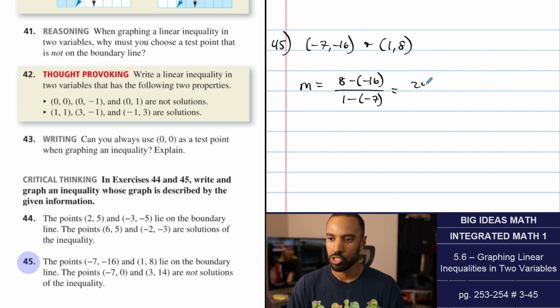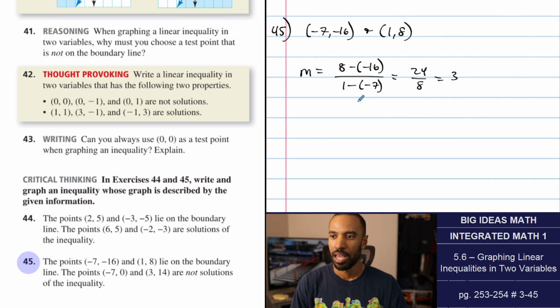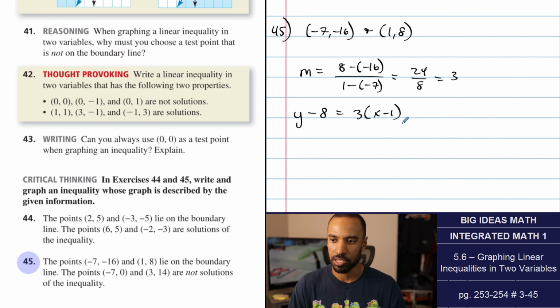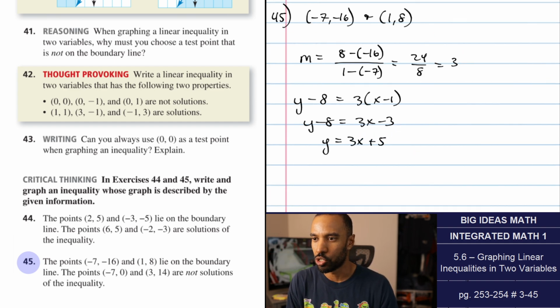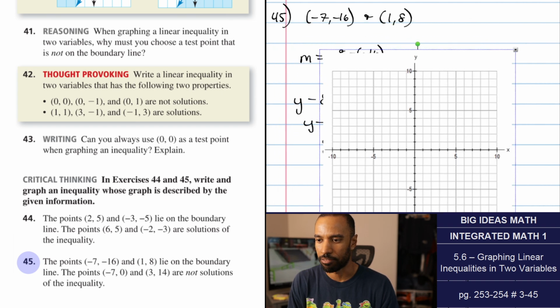8 plus 16 is 24. 1 plus 7 is 8. 24 over 8 is 3. I'm going to substitute 1 and 8 for x1, y1. y minus y1 equals m times x minus x1. And I'll add 8 to both sides to get y equals 3x plus 5. That's the original boundary line to draw a graph on.